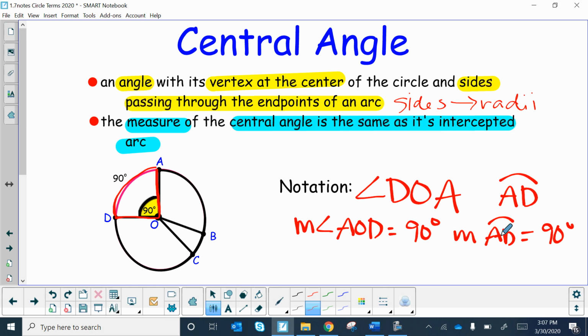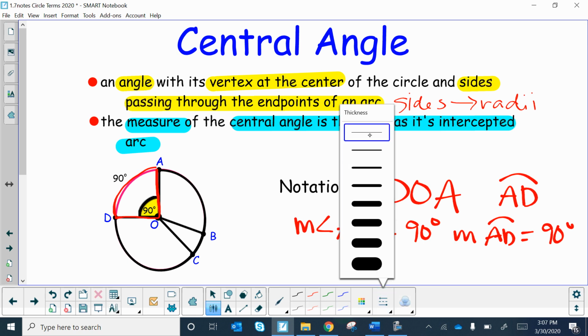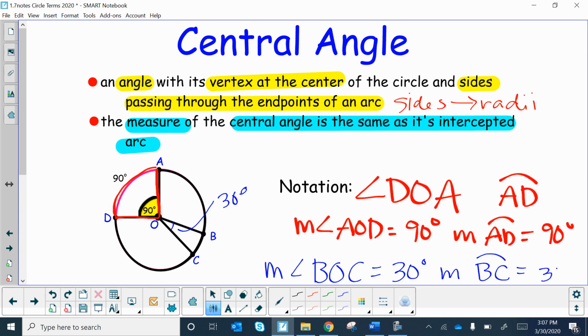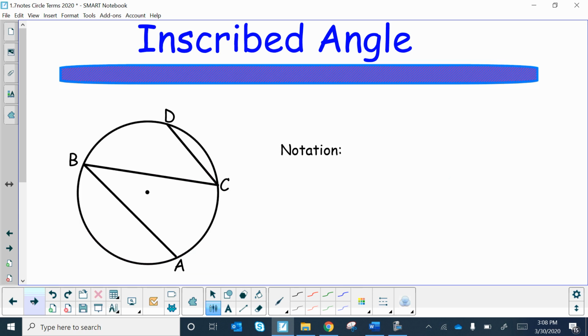Okay, let's take a look at the other central angle we see there. Okay, so this angle right here, angle BOC. That looks like a real small angle. Let's pretend that it's about 30 degrees. Looks smaller, but we're just going to say 30. So the measure of angle BOC is 30 degrees. The measure of arc BC is 30 degrees as well. Because remember, if the central angle is 30, then the arc is 30 degrees. Okay, and that's a central angle.